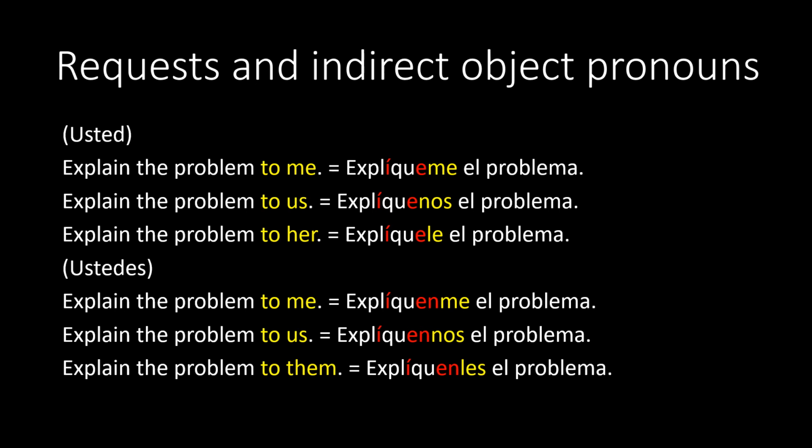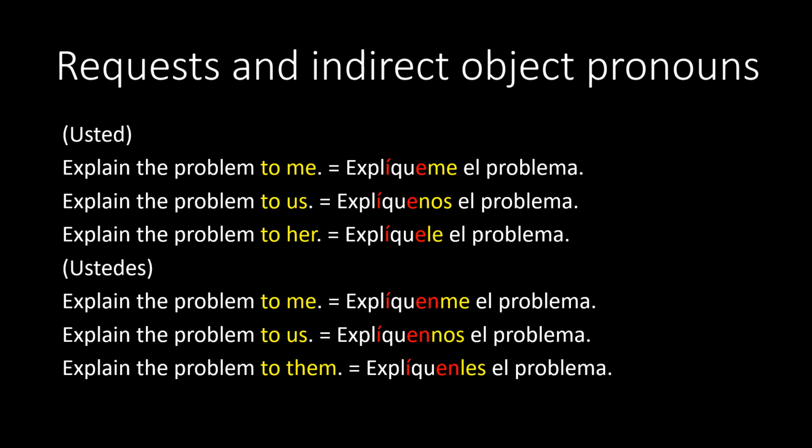Look in the second example. Explain the problem to us. The same thing happens. To us is nos, and that gets added to the end of the verb. Explíquenos el problema. Explain the problem to her. Explíquele el problema. Notice that le is added to the end of the verb.